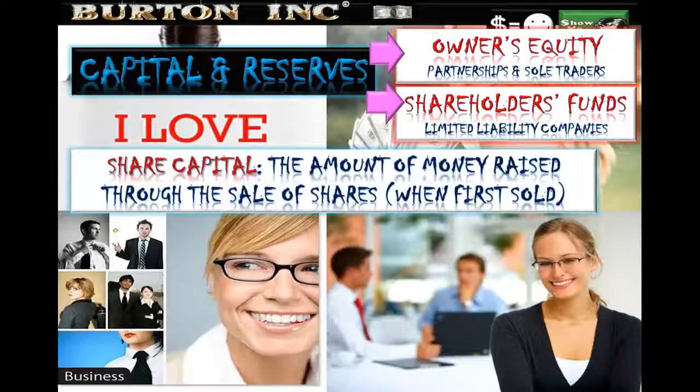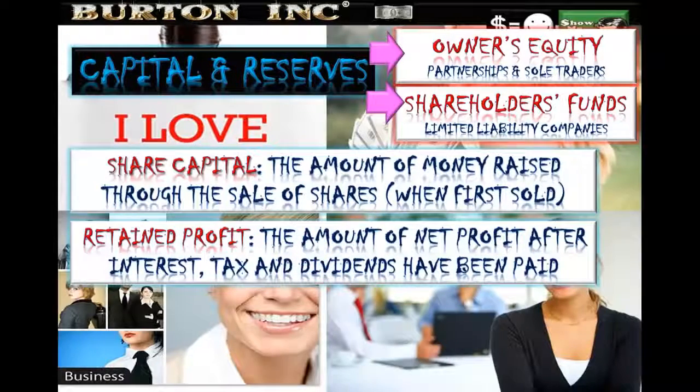Share capital defined: the amount of money raised through the sale of shares when first sold. So that's key, when first sold, when they were first issued and purchased, not the current market value. Share capital, the amount of money raised through the sale of shares initially or subsequently, but at the value of when they were purchased, not the current market value.